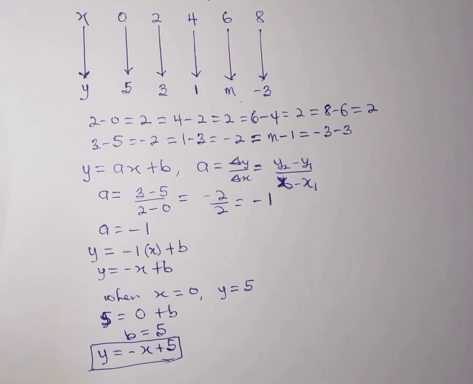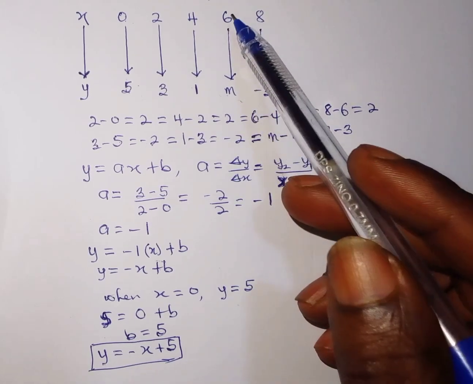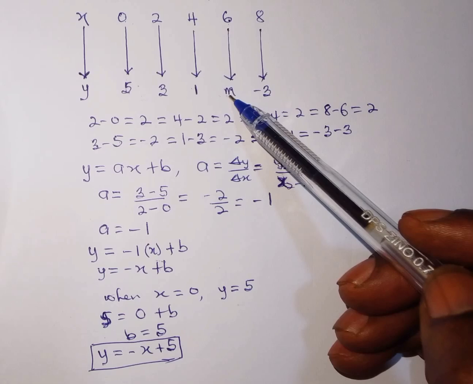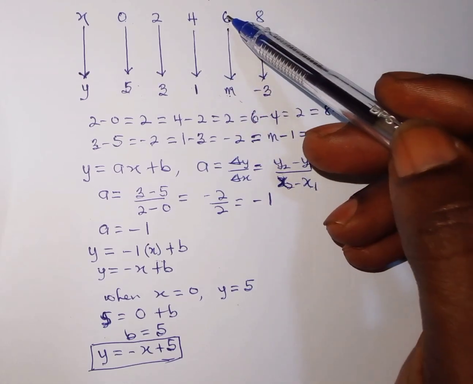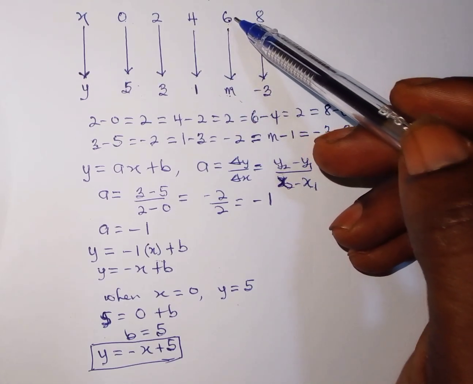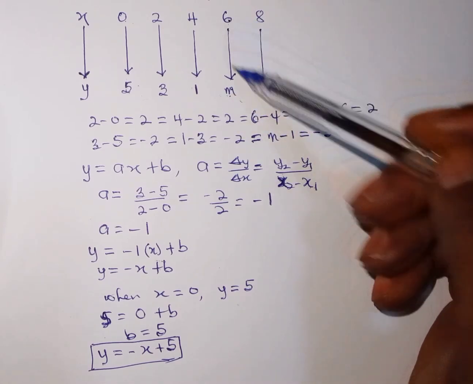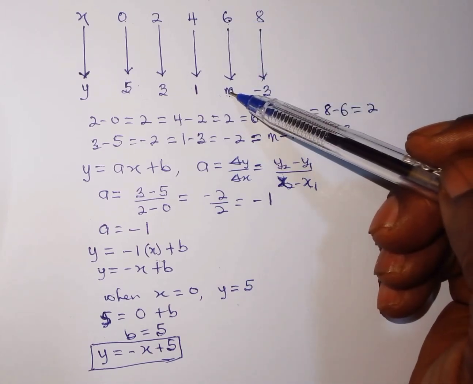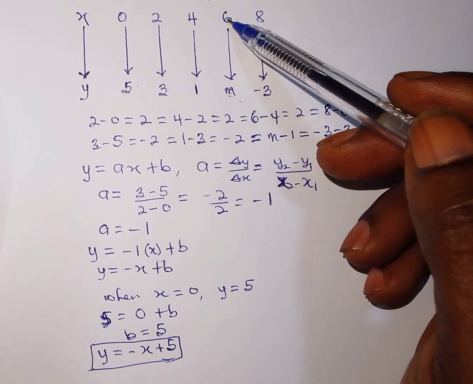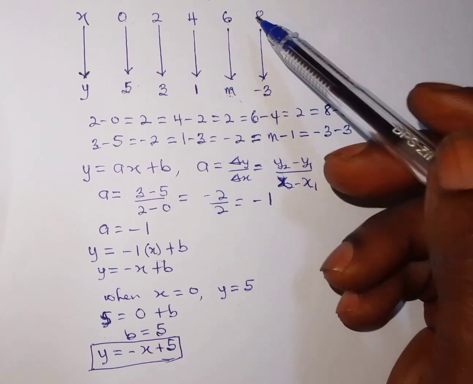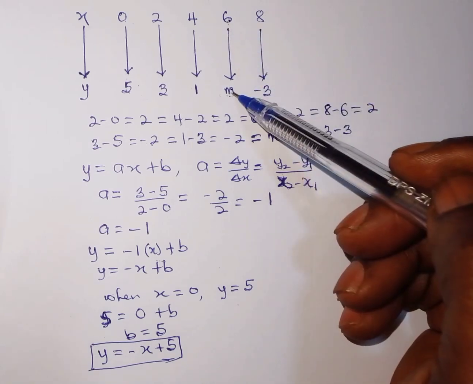Alright, good. Now, once you have the rule, you look at wherever it is missing. You look at the number and its corresponding missing value. So you realize that M is missing as the image and the 6 as the domain. So what will be the image of 6? That is what we are looking for.